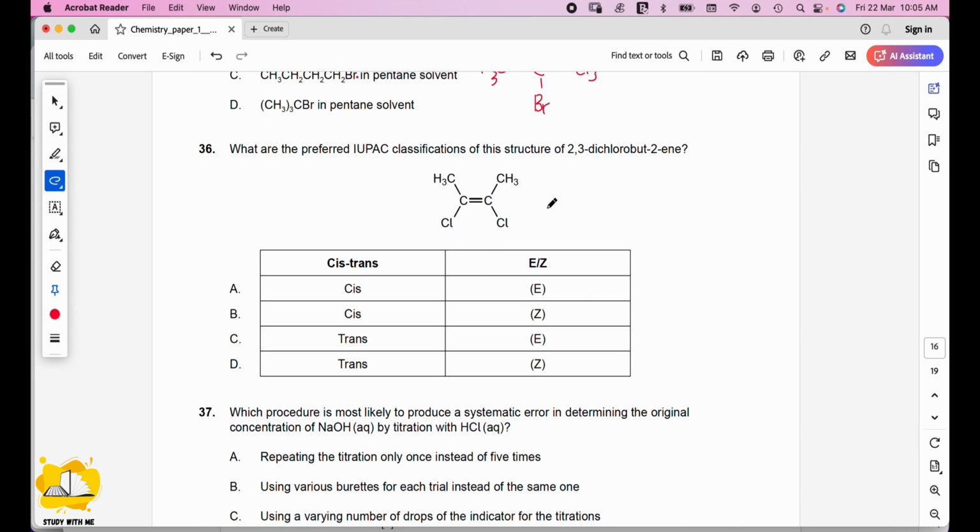And for number 36, asking for the preferred IUPAC classification of this structure of 2,3-dichlorobutene, and Cl is on the same side, so it's cis. And Z, I hope I pronounce it correctly. So cis, and also Z, which is together. So the answer will be B.